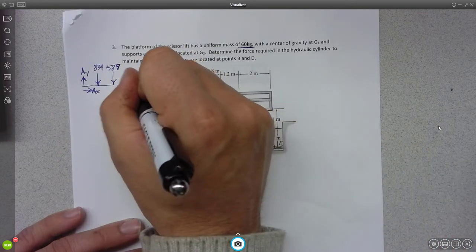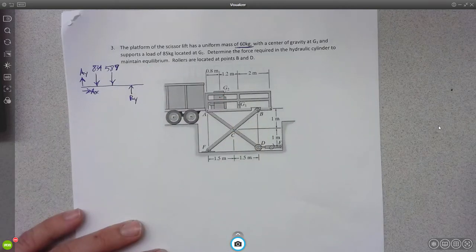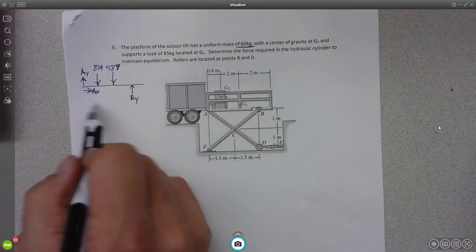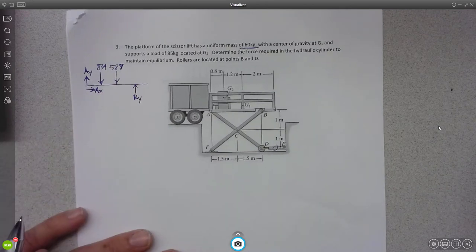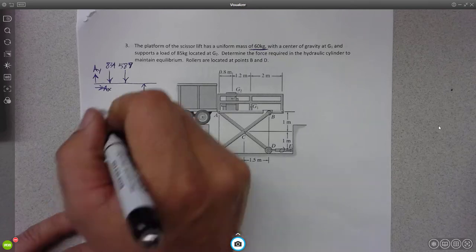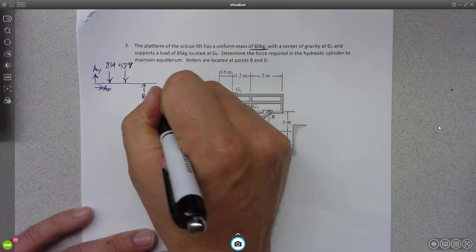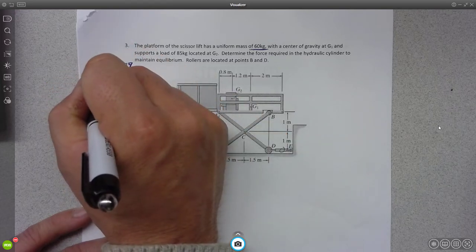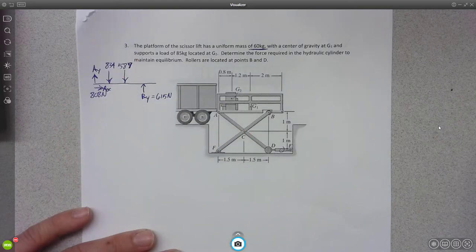And at B, which is right here, we'll just have BY. So there's only three unknowns for this guy, so I can go ahead and solve. I won't do that because you know how to do that. But I found that BY was 615 newtons and AY was 808 newtons. All right.